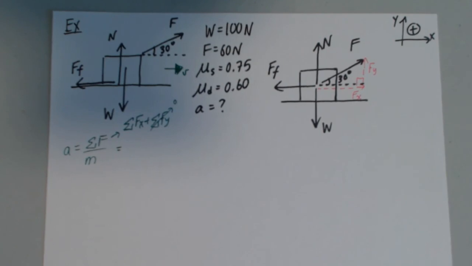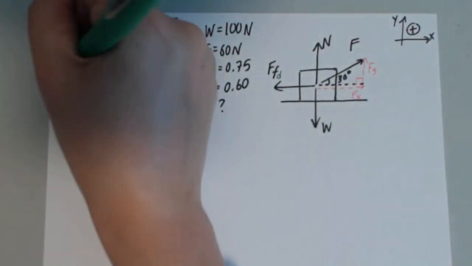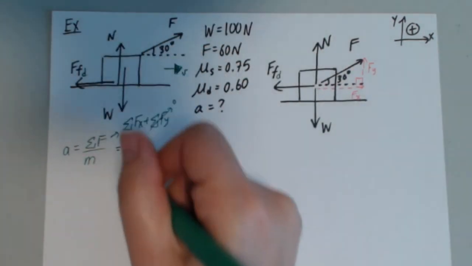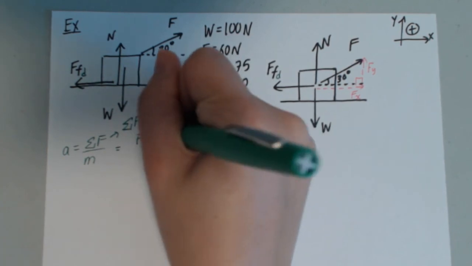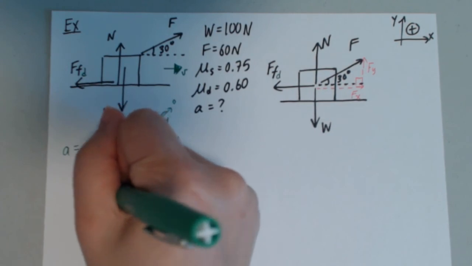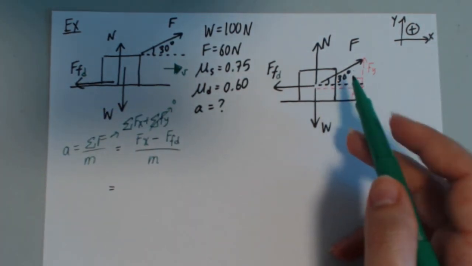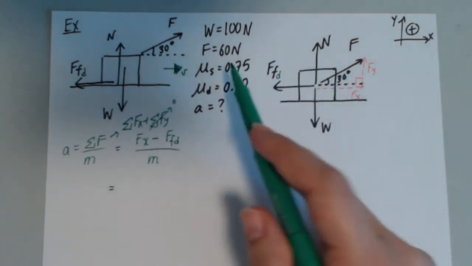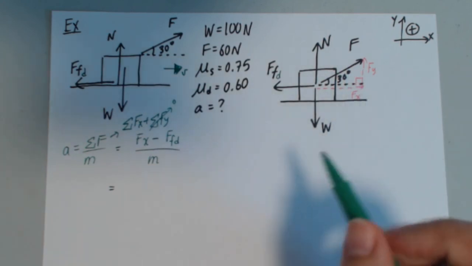Now, if we're asked what the acceleration of the crate is, that would imply that it's in motion, which means we're dealing with dynamic friction. So F sub f d. Acceleration is the sum of the forces, so F sub x minus F sub f d, divided by mass. F sub x is just one side of this right-angled triangle. I know the hypotenuse is 60. So therefore, F sub x is going to be 60 cosine 30 degrees.